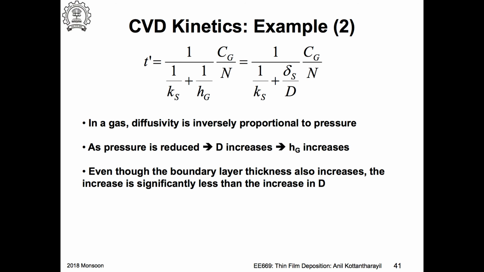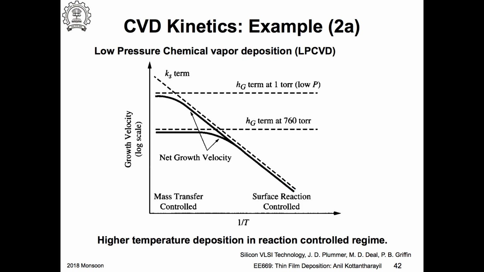Okay. And diffusivity is directly proportional to 1 by pressure. So, Hg would increase, that is what it means. So, as a consequence, overall the Hg would increase if you decrease the pressure. So, what happens then? I have this Hg term that has been lifted up by decreasing the pressure.